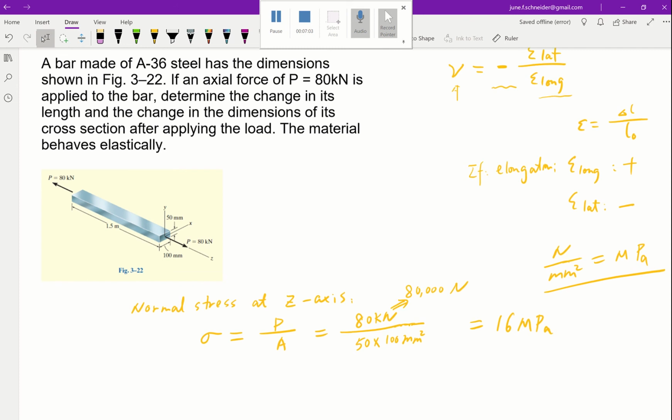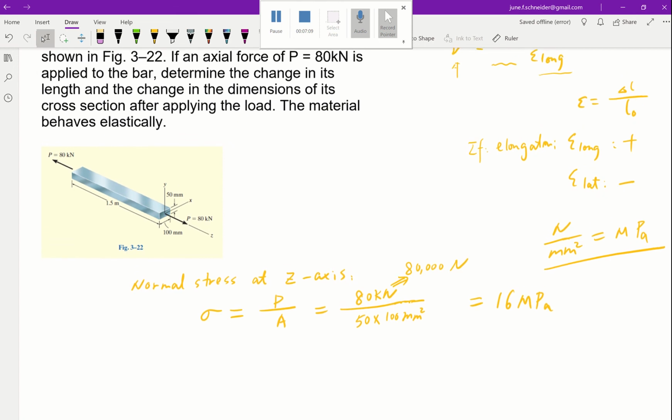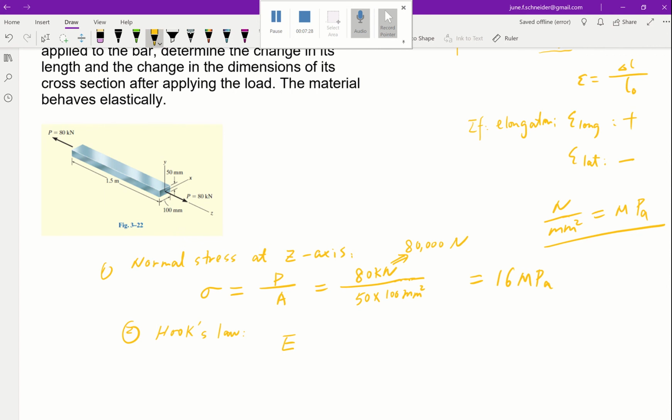Okay, so once we know that, we're going to figure out what's going to be the deformation, elongation in z-axis direction. Then we're going to use our Hooke's law. Hooke's law gives us a relationship to connect the stress and the strain in that elastic region, because this Young's modulus or elastic modulus is equal to stress sigma, normal stress, over normal strain, epsilon.